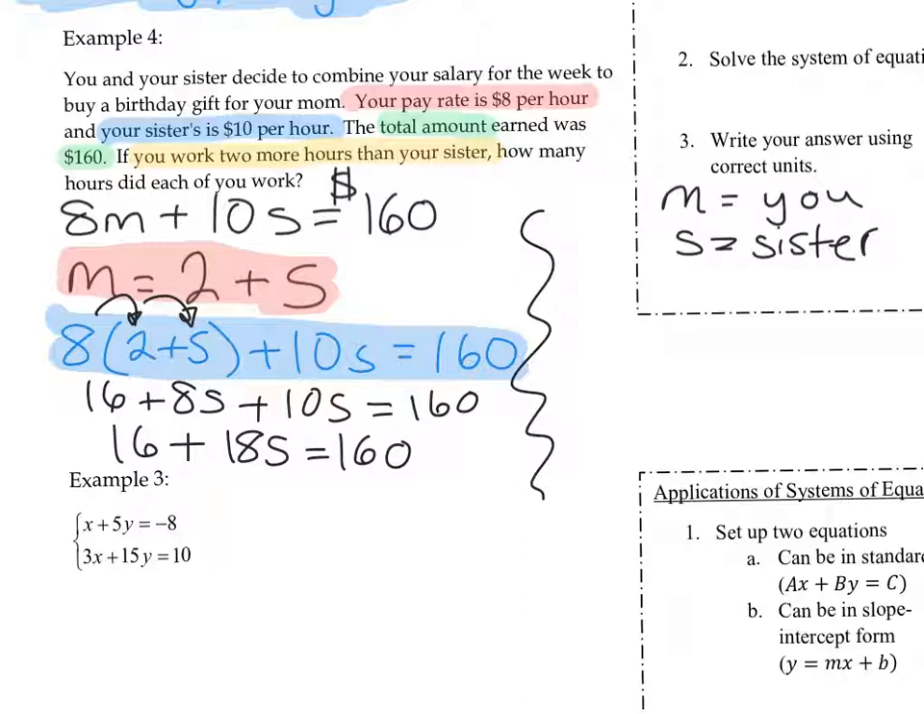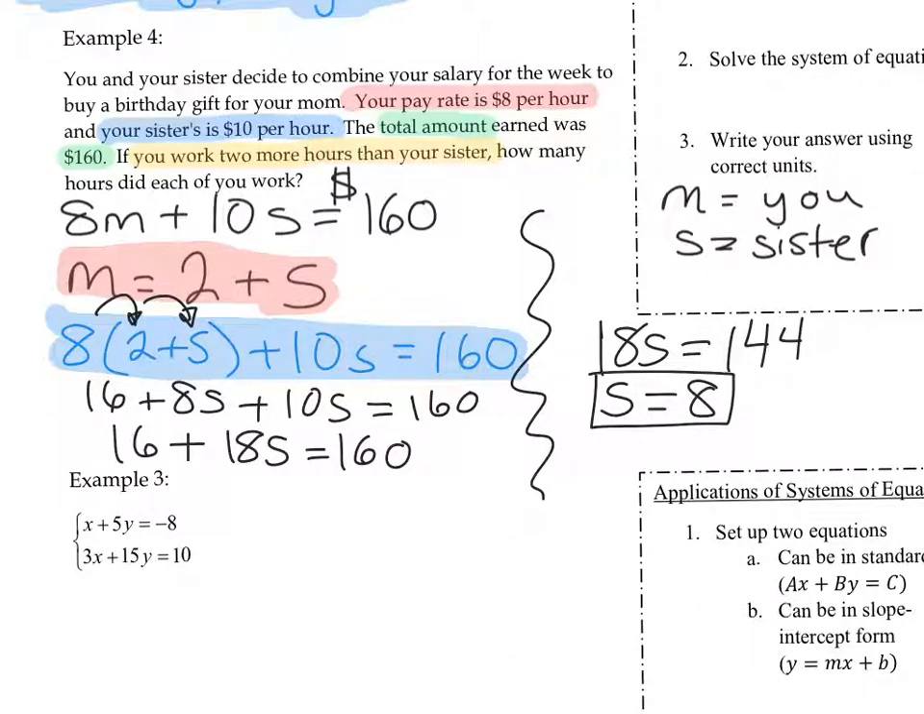Let me bring out my handy dandy calculator. 160 minus 16 is going to give me 144. Everything's checking out. So I've got 18S equals 144. Now I'm going to divide this by 18, and I get 8. So S is equal to 8. That right there is going to be our green part. We solved for this one.